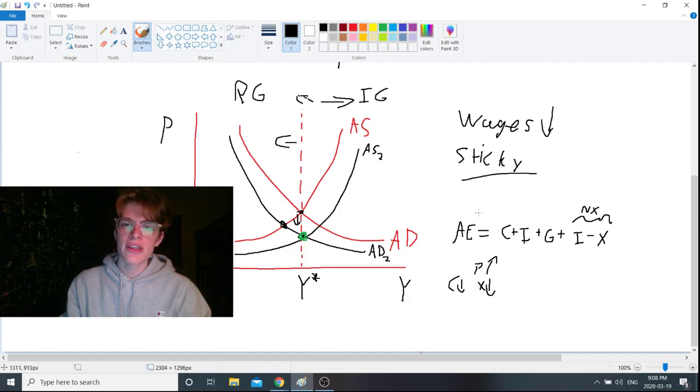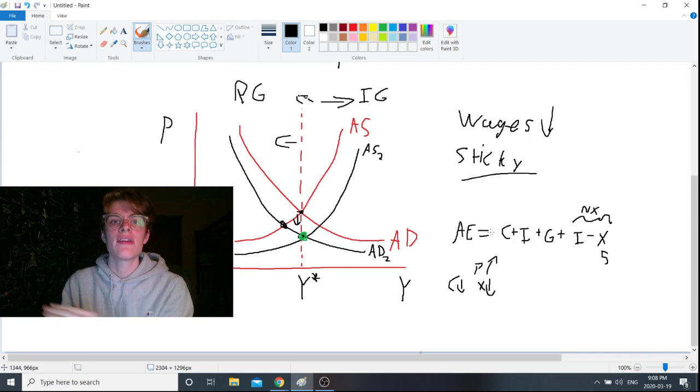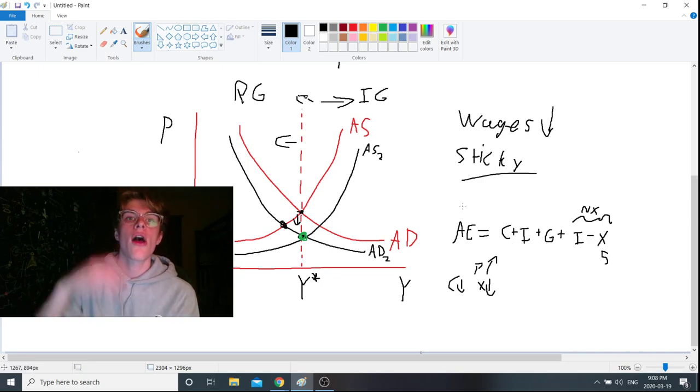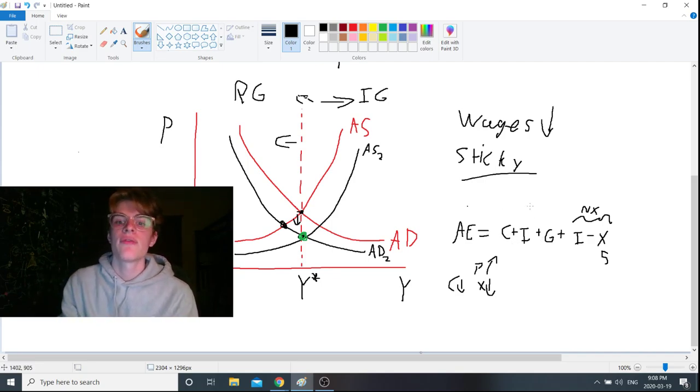When our consumption falls, this number, our AE number, gets smaller, and when our exports fall, this, if it was a big number, let's say it was 5 and we're subtracting 5, now it's only 3, our AE is actually going to get bigger. But we assume that consumption is going to have a greater impact than exports will.